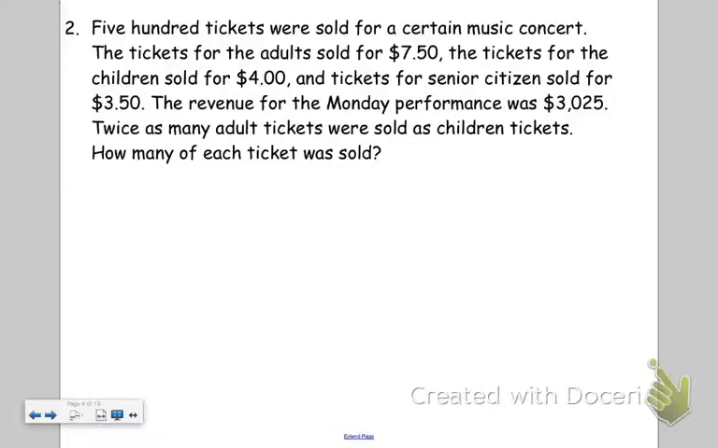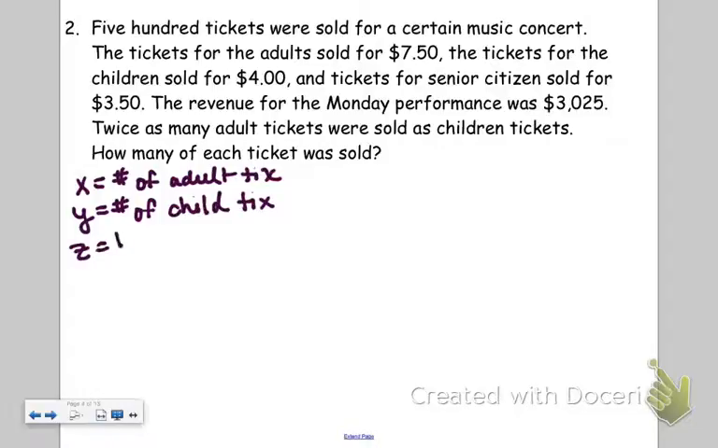So the first thing we need to do, if we look at the last sentence, it's asking for how many of each ticket was sold. So that means our variables are going to be the number of each type of ticket. So X is the number of adult tickets, Y is the number of child tickets, and Z will be the number of senior tickets. Because there's 3 variables, we need 3 equations.